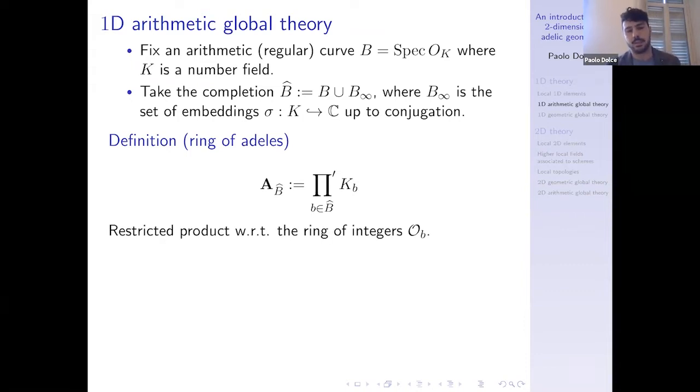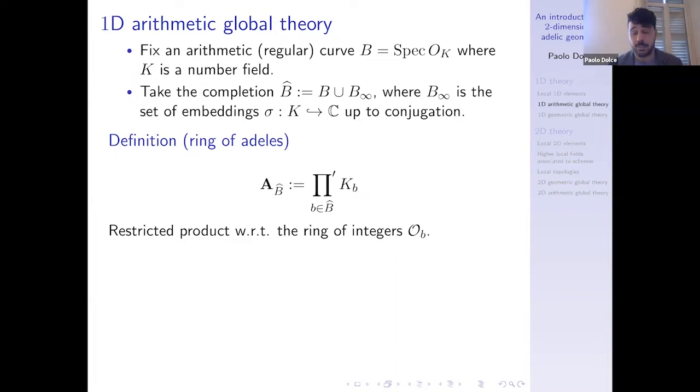So notice that I call the adeles associated to B hat, but this notation is not common. Usually people call it the adeles over the field K. I've chosen this notation to emphasize B hat because I want to make clear that we have a geometric object, an arithmetic curve, and we are associating an adelic ring. So how is it defined? So this is very, very classical.